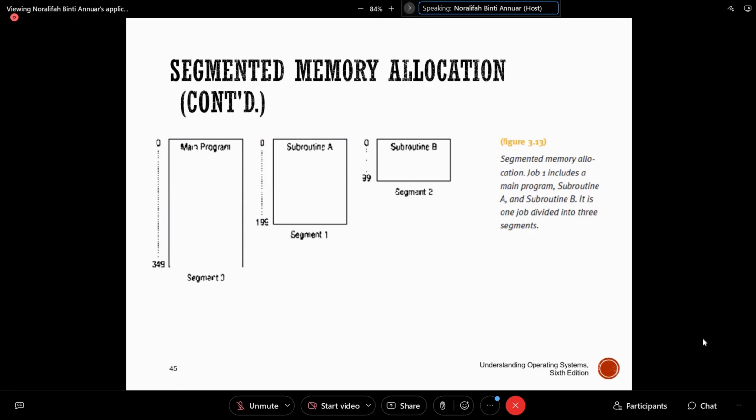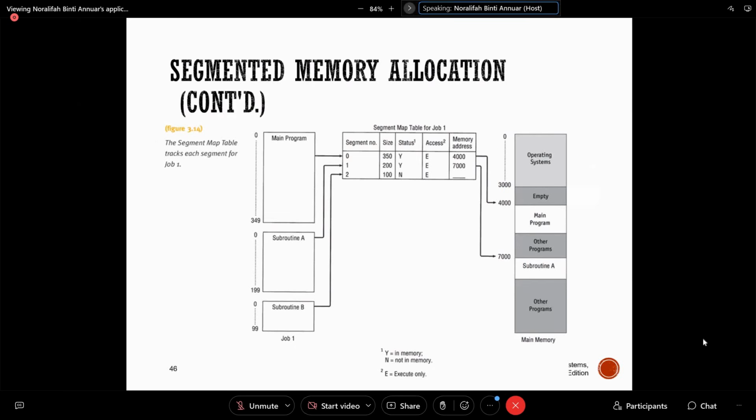Inilah kita contoh segment 0, 1, 2. You can see the difference in sizes. Okay. Ini contoh dia loaded into the memory. You can see the different size here. Okay, they be allocated dynamically. Maksudnya dia ada flexibility lah. So this is a SMT.